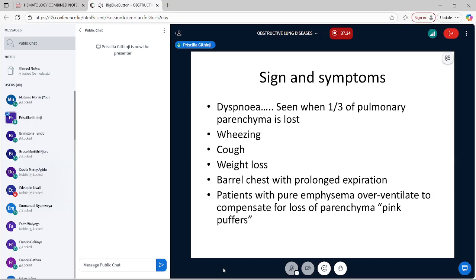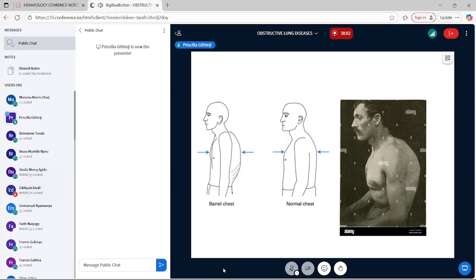So patients who have pure emphysema, like for example, those who have panacinar emphysema in alpha-1 antitrypsin deficiency, they usually will overventilate to compensate for the loss of parenchyma, and therefore they're usually called pink puffers. So they're just breathing in and breathing out, so they're just overventilating. So we call them pink puffers.